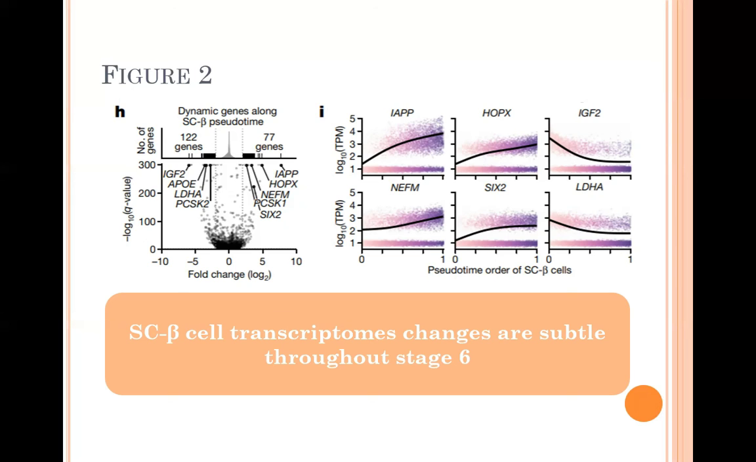As the beta cell moves along the trajectory, it shows markers of maturity with an increase in IAPP and HOPX. We also see that there is an increase in transcriptional regulation around the insulin gene INS, because LDHA and IGF2 are decreasing along pseudotime.